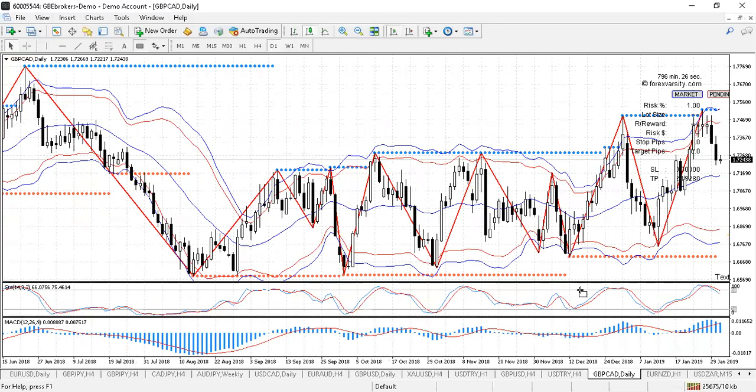Okay, so what we're looking for here: we're in a range, ping-ponging from the highs to the lows. We've got the stochastic come to the oversold section. So we're now looking at that section of chart.